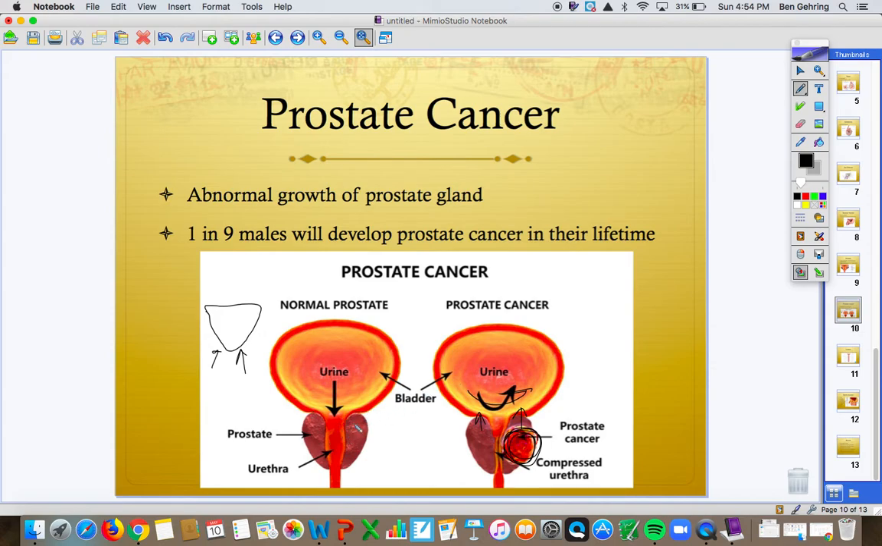But this is a look at, again, a normal prostate and normal system versus prostate cancer. Fun fact, maybe not fun, random fact, 1 in 9 males will develop prostate cancer in their lifetime. If caught early, it can be treated, and that's not a big issue, but it can be deadly if left untreated. And so that's why you have to get prostate exams as you get older. And so this is the prostate, and this is what it does for your body.